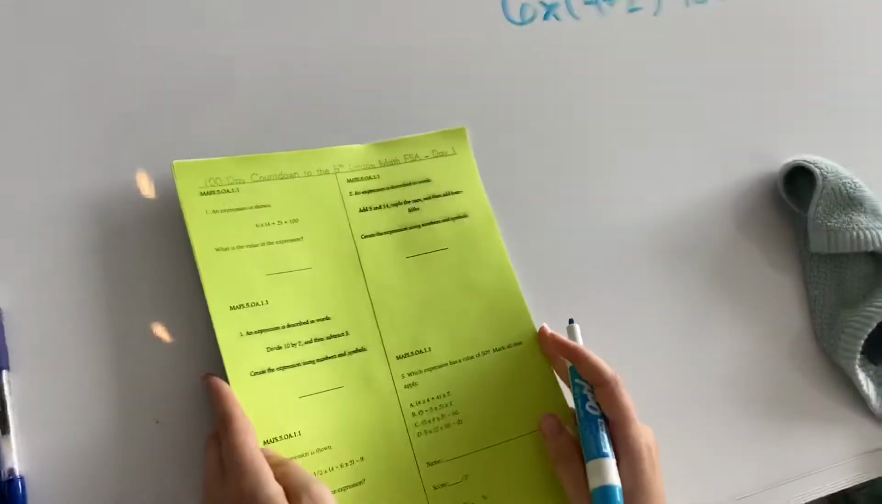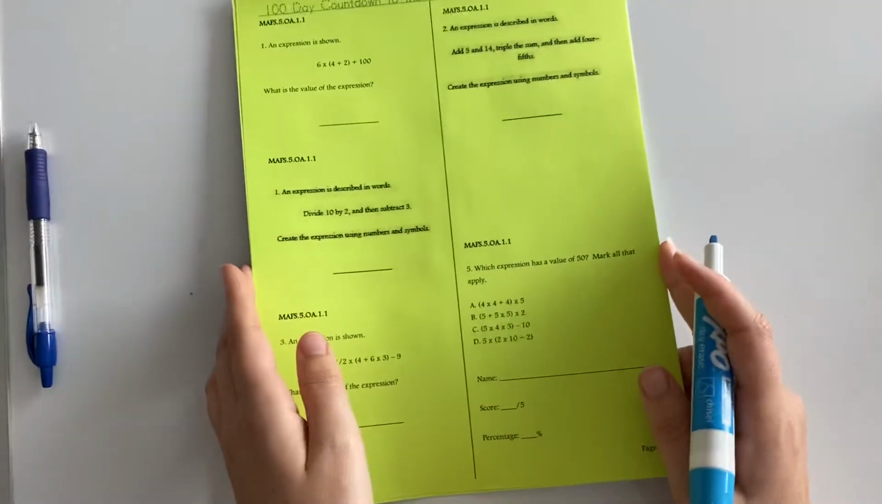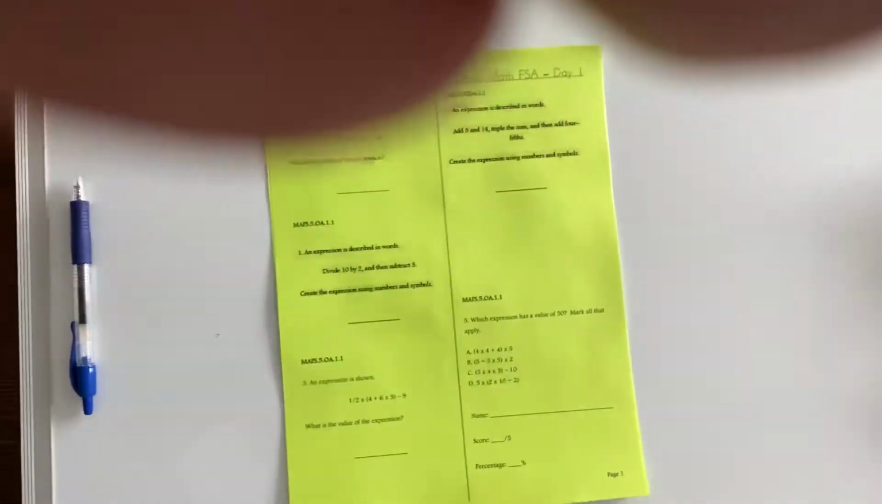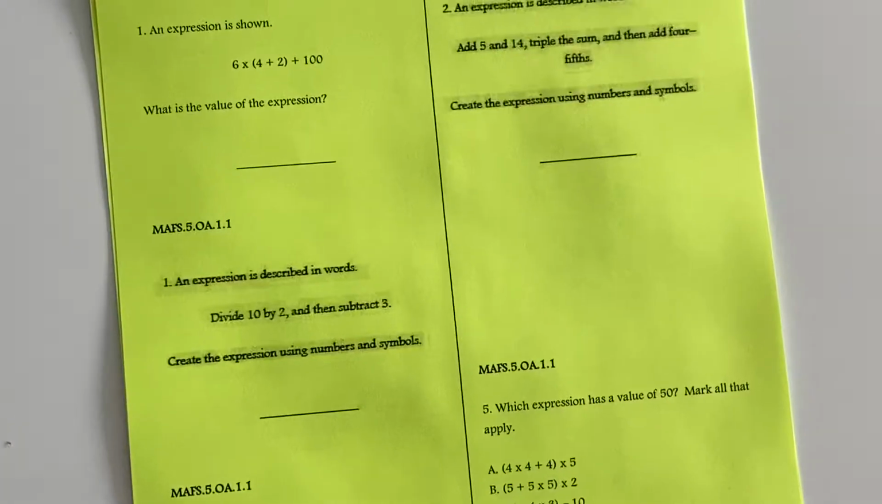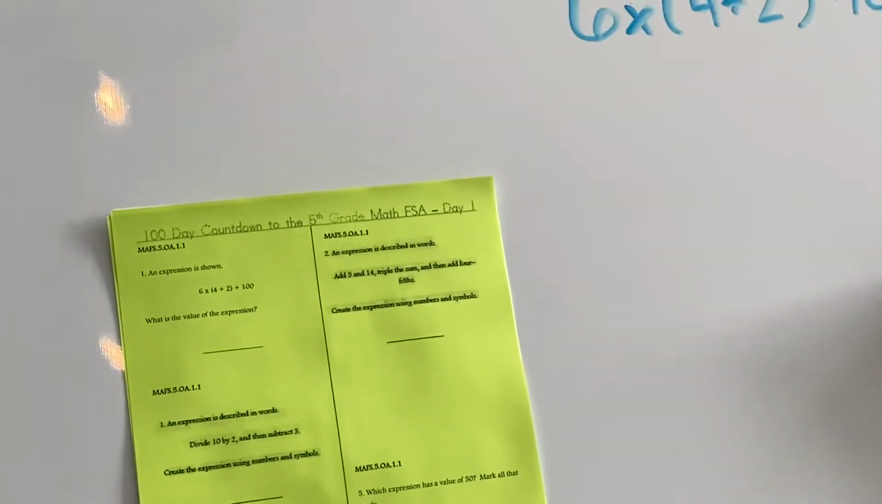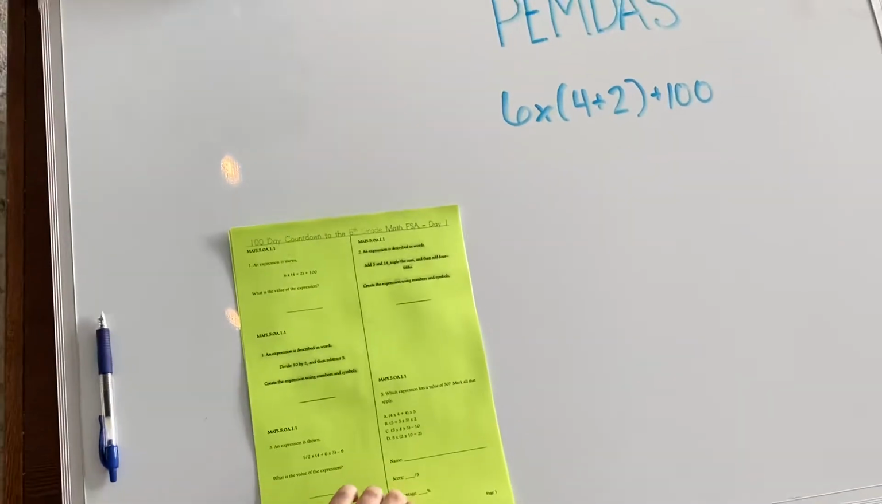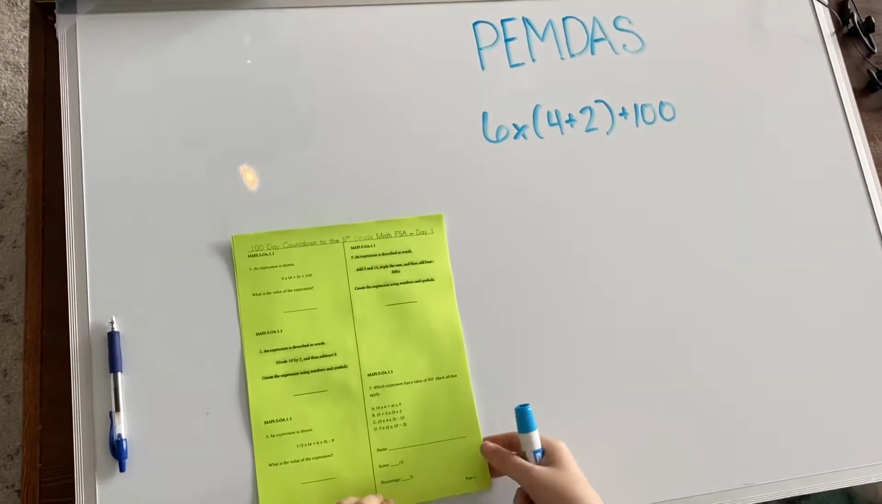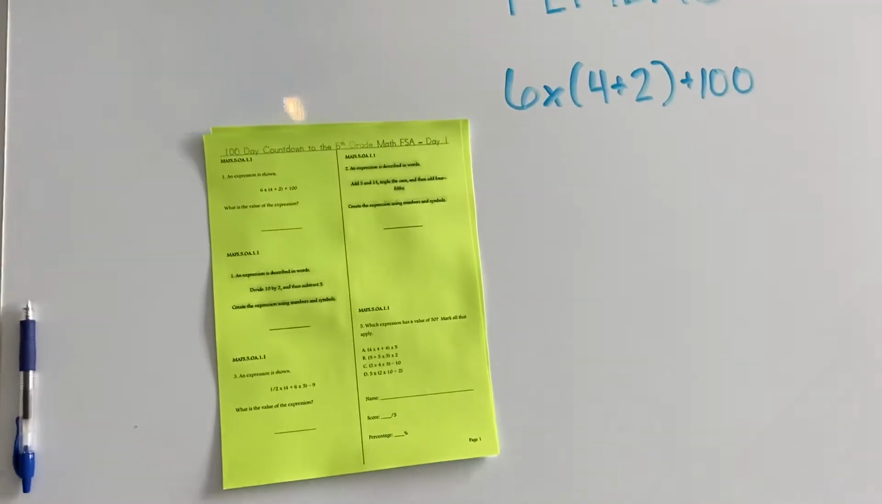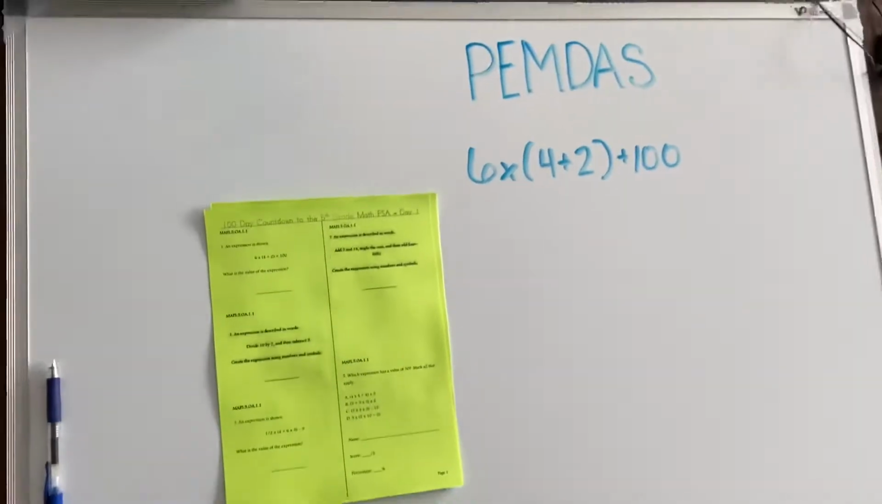I have the worksheet downloaded for today. It is our bell ringer that we're going to work on today because today we're going to work on order of operations and PEMDAS. So make sure you have the worksheet up on your computer before we get started. So let's go ahead and get going.